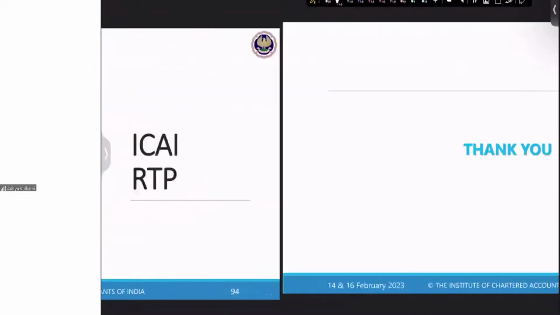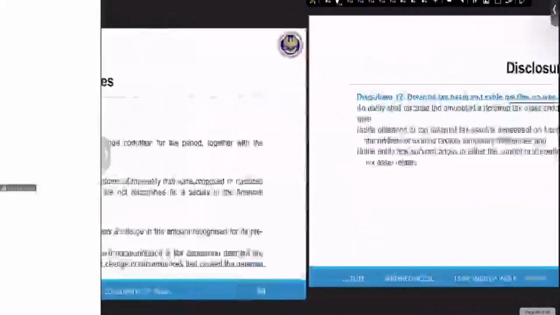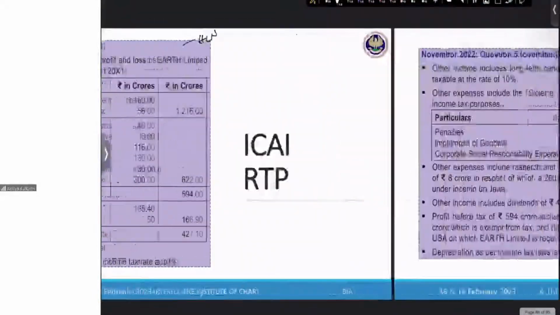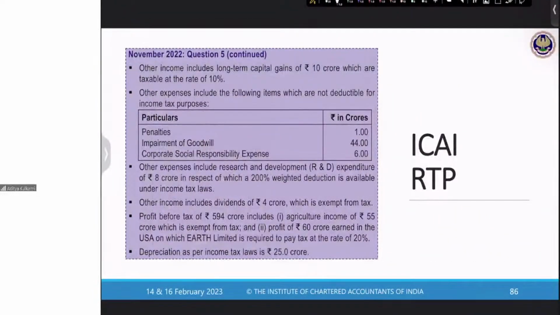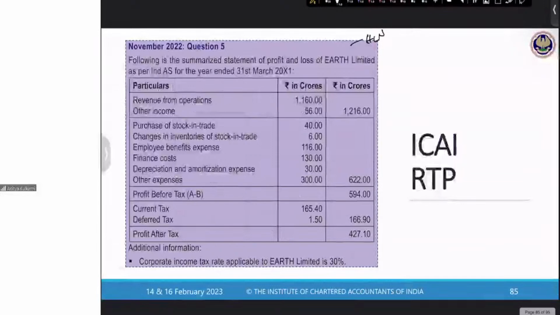It's manageable. What I'm going to take you through right now is the change in the tax rate. I'm going to take you through the reconciliation that we are going to give. Okay. So go through this question. It's an important one. It's come recently in the RTP. Most important, why? It is because we have to give this reconciliation.